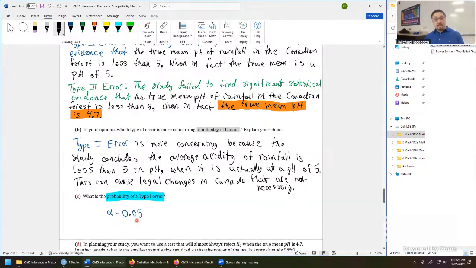Well, we're on to part D. We're going to compute the power of the test. But any questions or comments at the moment?